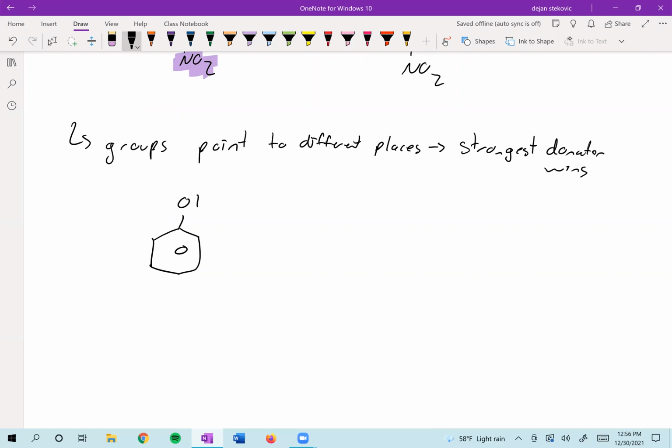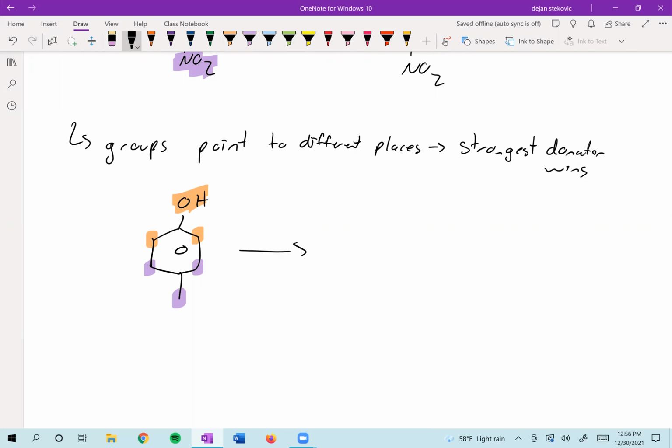So for example, we have an alcohol over here, and then we have a methyl group, right? Both of these are electron donating groups. So this alcohol is going to want to put it in this ortho position because the para is blocked by the methyl. And this methyl is also going to want to put it in the ortho position because the para position is blocked by the alcohol.